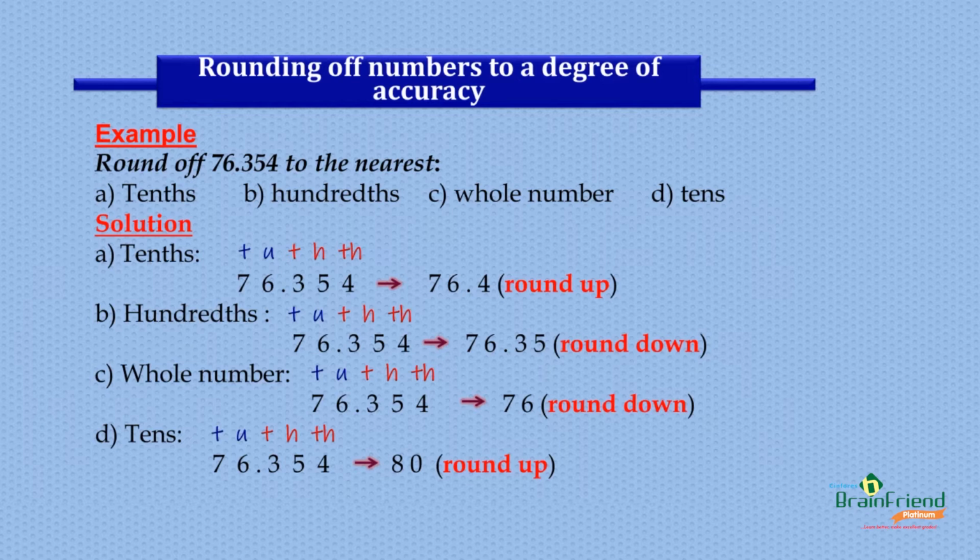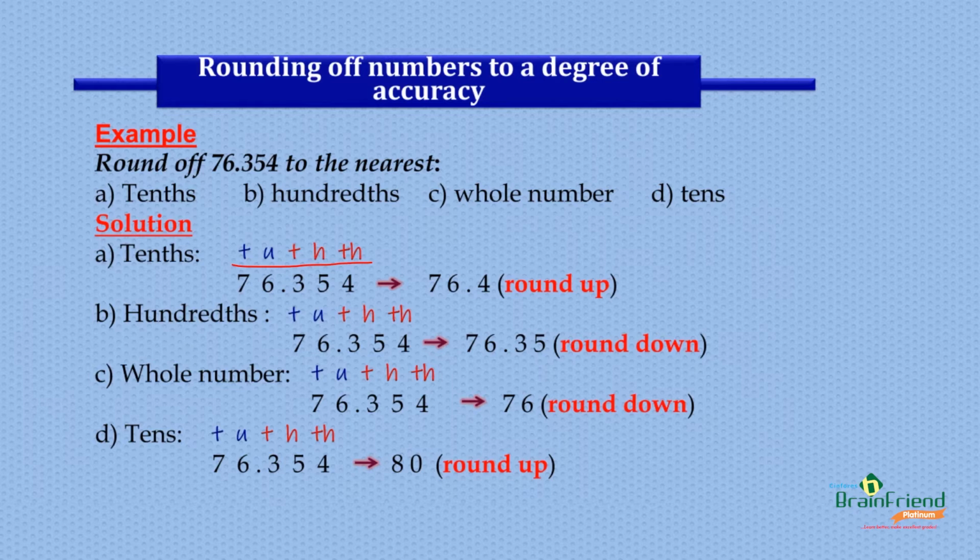We have an example that says, round off 76.354 to the nearest tenths, hundredths, whole number, and tens. First, to the nearest tenths. It is very important for you to understand your place value when carrying out approximations. Now you can see I've neatly set out my numbers with their place values written above them. I would advise you do a similar arrangement when you're solving questions like this.